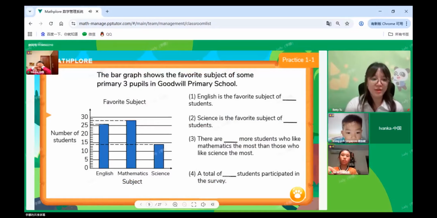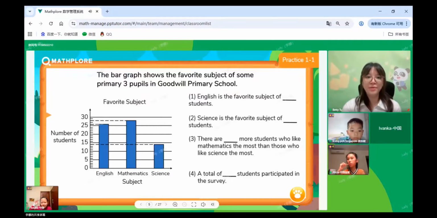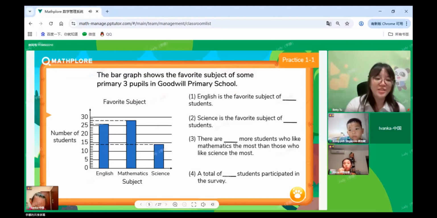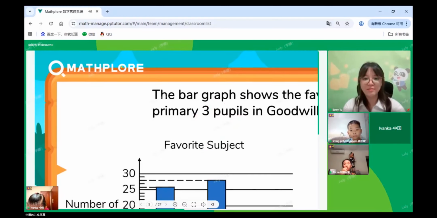Okay, then let's take a look at this question. Ivanka, can you read the question here? The bar graph shows the favorite subject of some primary three pupils in Goodwill Primary School. Good. Right. So let's take a look at this bar graph first.